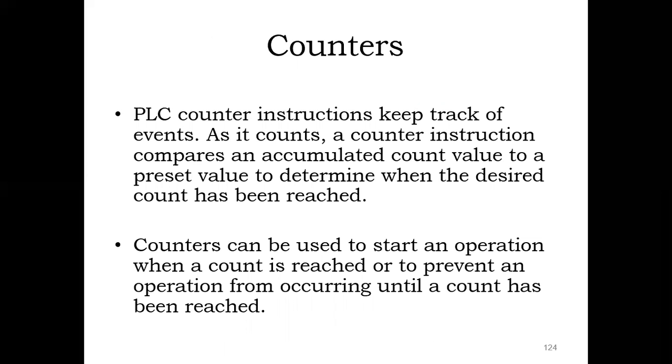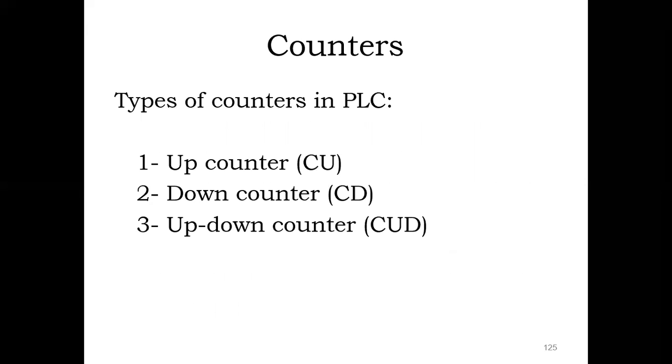PLC counter instructions keep track of events as they are counted. A counter instruction compares an accumulated counter value to a preset value to determine when the desired count has been reached. Counters can be used to start an operation when a count is reached, or to prevent an operation from occurring until a count has been reached. The types of counters in PLC are up counter, down counter, and up-down counter.